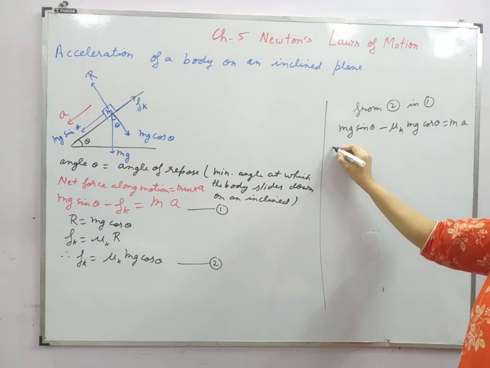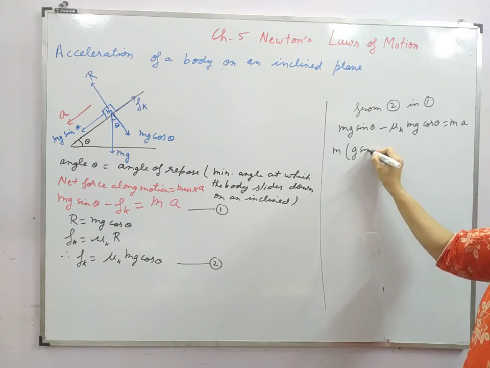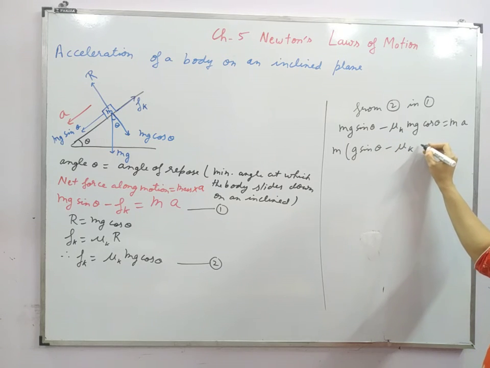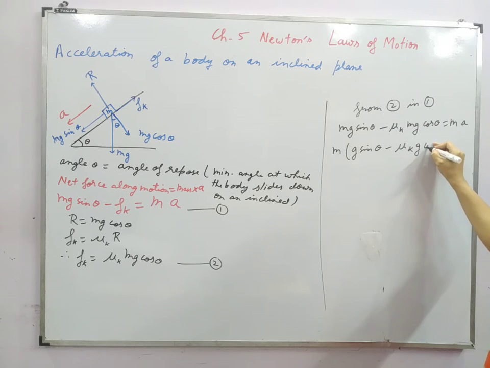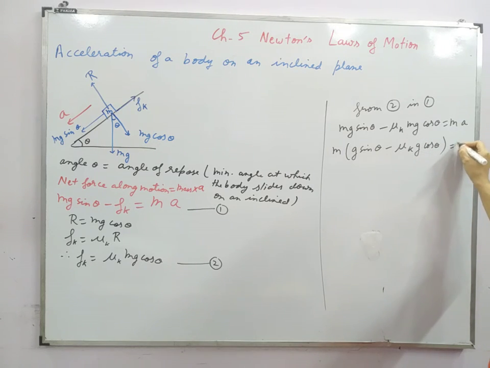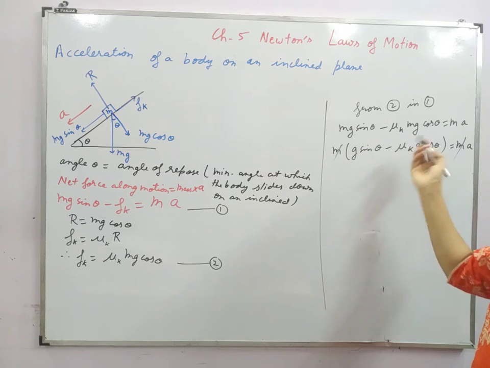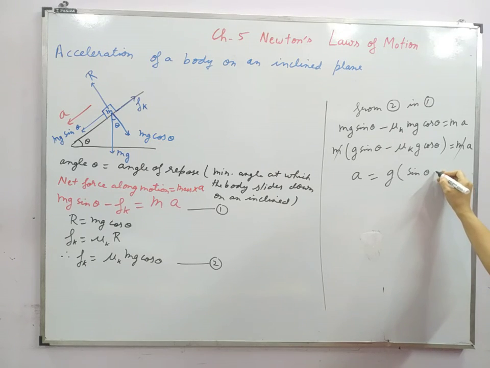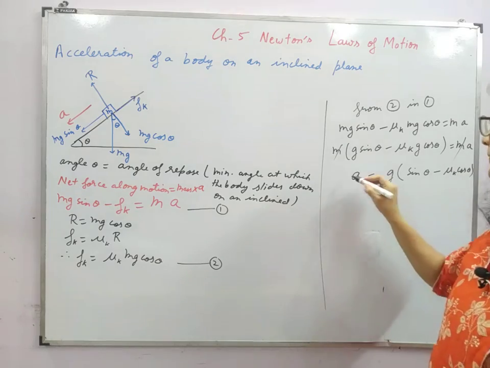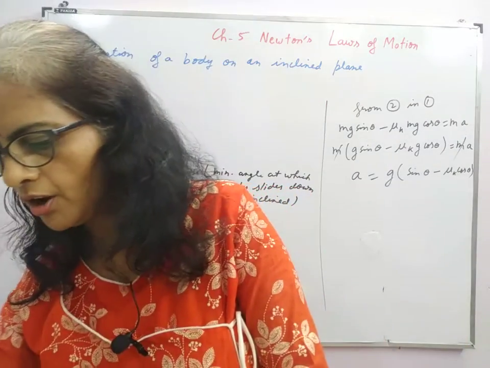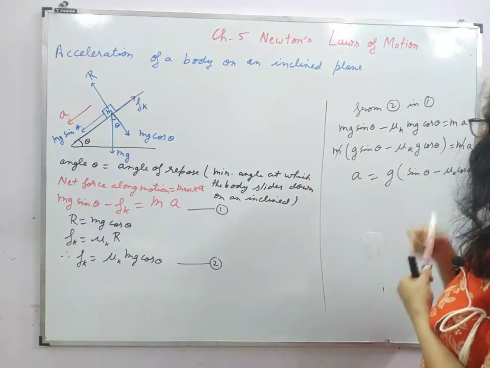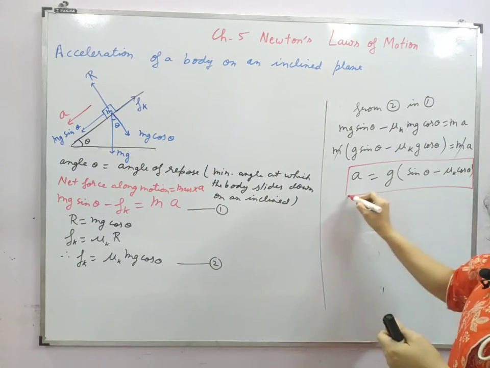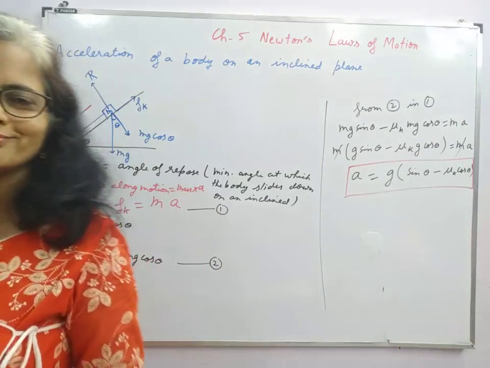I can take m common from this side. So this is g sin theta minus mu k g cos theta, equal to m into a. You can take g also common. So this will be g into sin theta minus mu k cos theta. So this is about the acceleration of a body on an inclined plane. I hope the topic is clear, and that's all for now, and have a nice day.